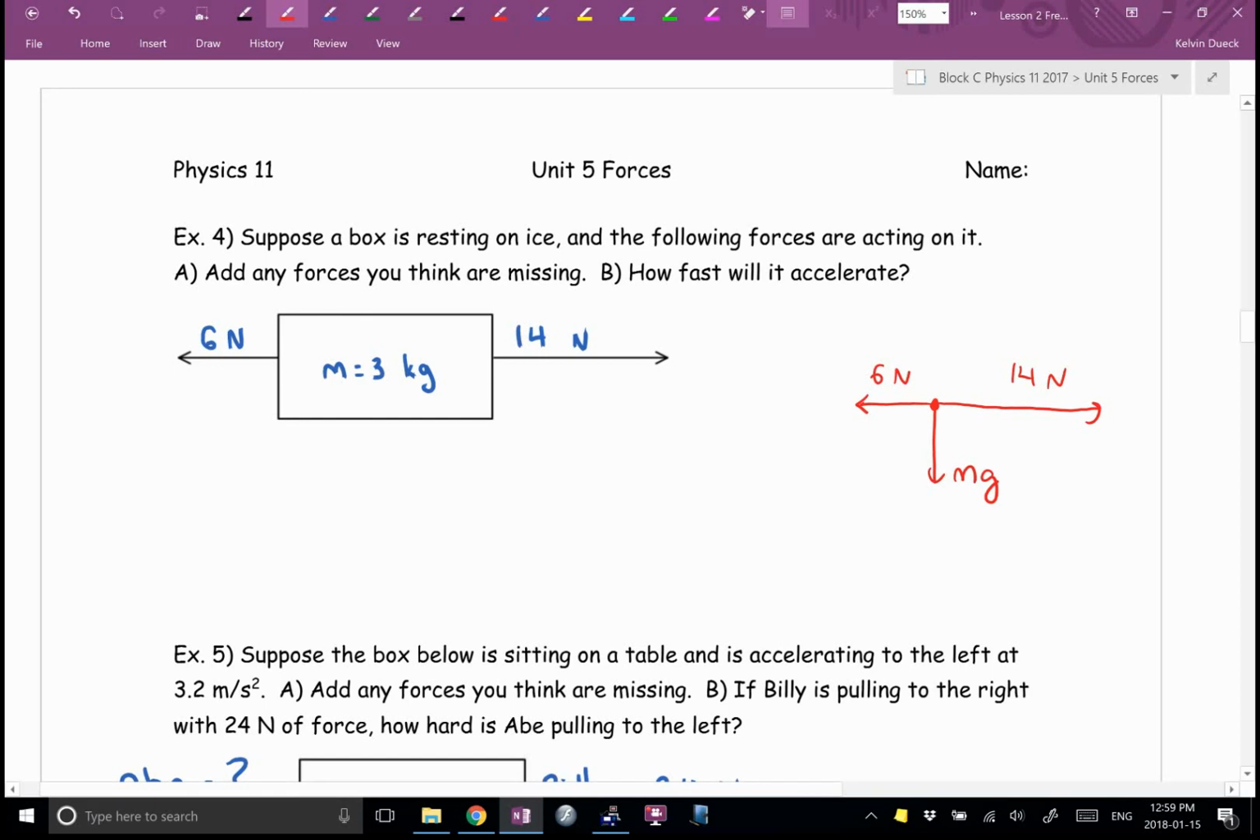So what can you tell me vertically the forces have to be? I'm looking for a word that begins with the letter B. So I know there's a force. I'm going to draw it the same size as mg. What force is that? Well, that's the ice pushing back up, because if the ice wasn't there, the box would fall.